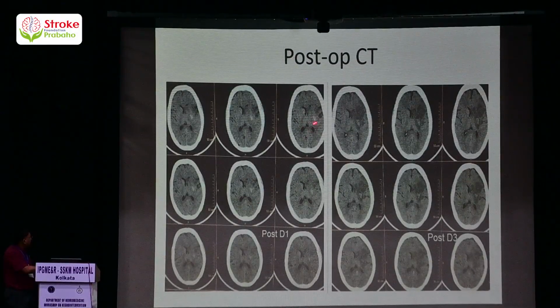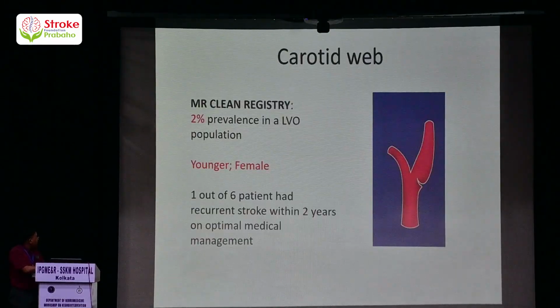We see a small infarct, similar to the pre-thrombectomy state. Then there may be a carotid web in around 2% of the cases. Usually in younger females, and then we can have a shelf-like projection in the carotid origin.